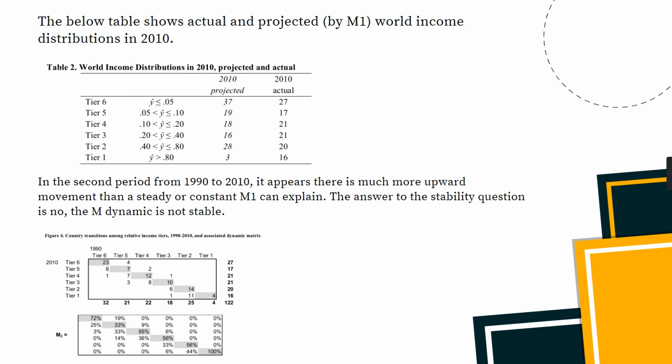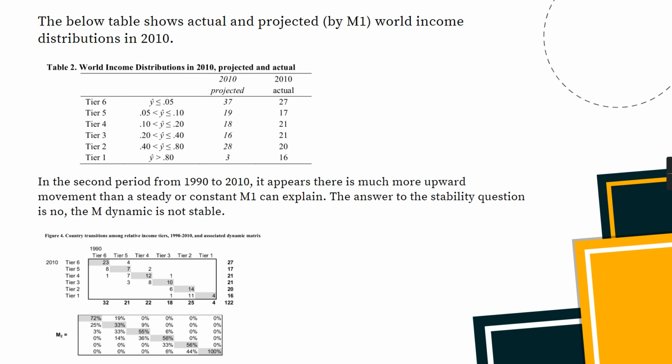shows that around 27 countries are actually in tier 6 and 16 countries are in tier 1, as compared to the model's projection, which predicted that 37 countries will be in tier 6 and 3 countries will be in tier 1. So the actual disparity between tier 1 and tier 6 is much less than predicted by the model. It appears that there is a much more upward movement in the steady state than M1 can explain. And the answer to the stability question is obviously that M is dynamic and not a stable matrix.